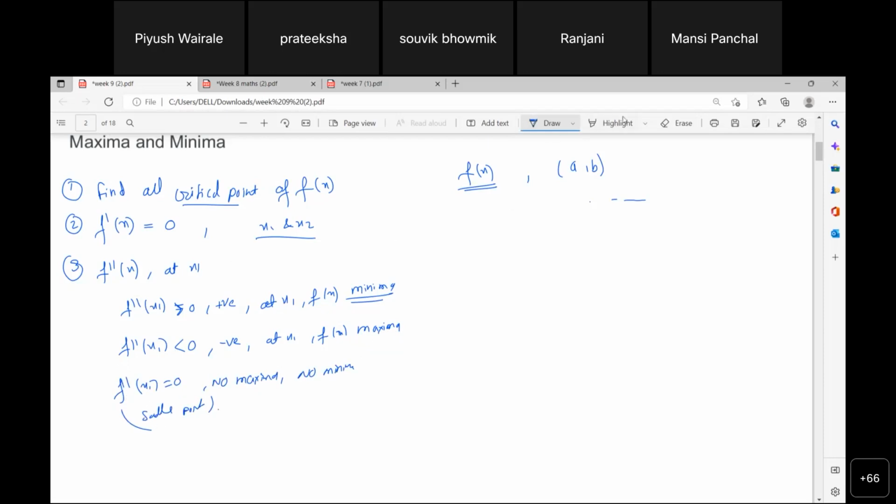So let us take one example. Say I have f of x as 2x cubed minus 15x squared plus 36x plus 1. Now how do we find the maximum and minimum of this particular function?